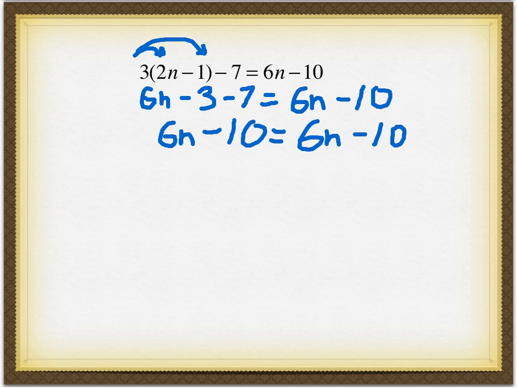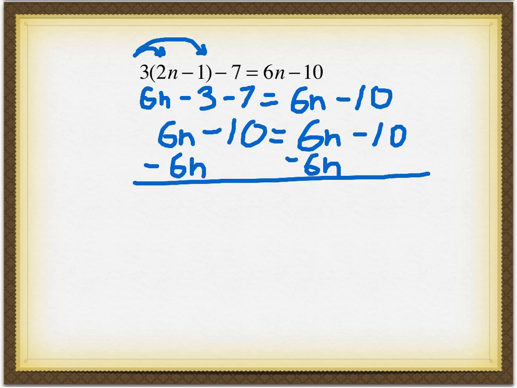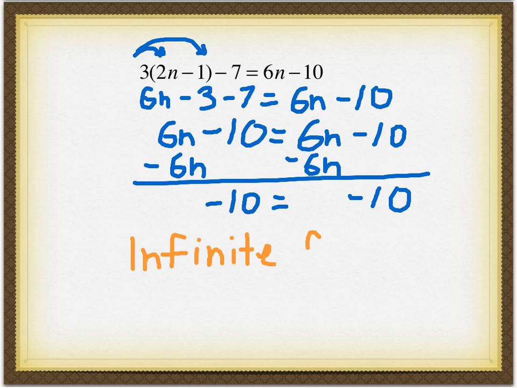If I finish this out and do as I normally would, I'm going to get all my variables on the left. Once again, they all cancel out, and what I have left then is negative 10 equals negative 10. Sort of like what we did the last problem, except now we have a different result. Now we notice that the negative 10s are both the same on each side, and so this is an equation that we say has an infinite number of solutions. In other words, no matter what you put in for x in this case will work.